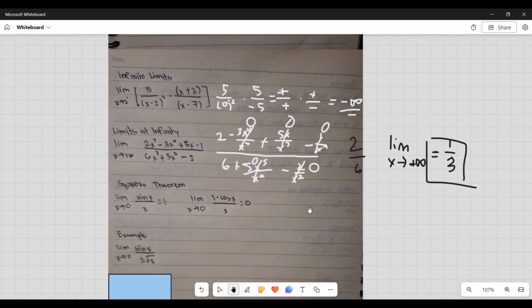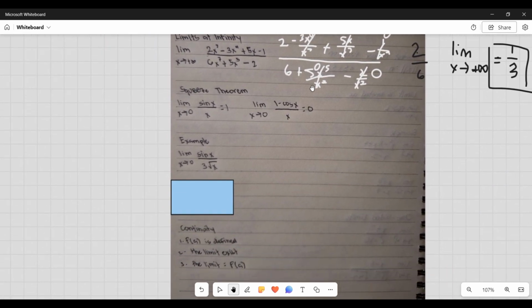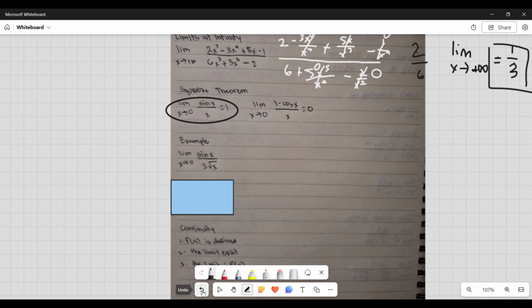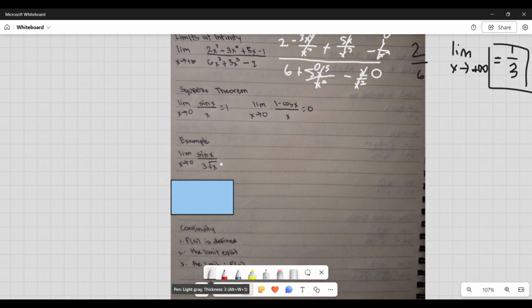Now let's move on to squeeze theorem. So it's basically these two. The most important concept of squeeze theorem is these two. So the limit of sine x over x is equal to 1, and the limit of 1 minus cosine x over x is equal to 0. So let's answer this problem of sine x over x.